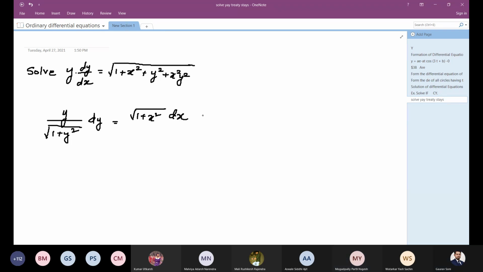Exactly. So you just take y square common from the third and fourth term, then 1 plus x square common from the whole thing, and you will get 1 plus x square, 1 plus y square. That you just have to adjust. This is variable separable form. Now I will integrate.